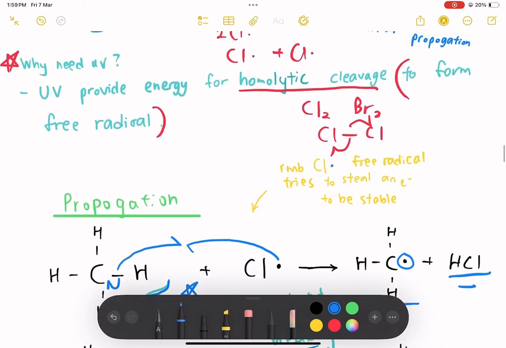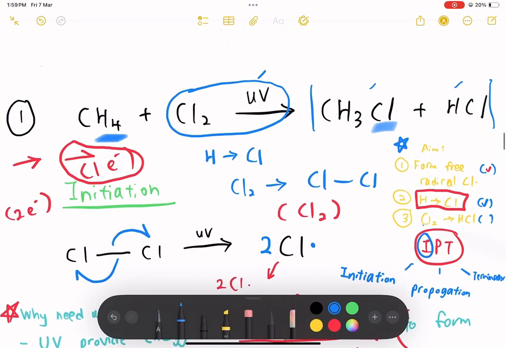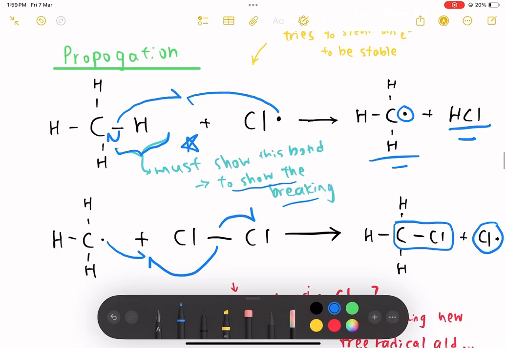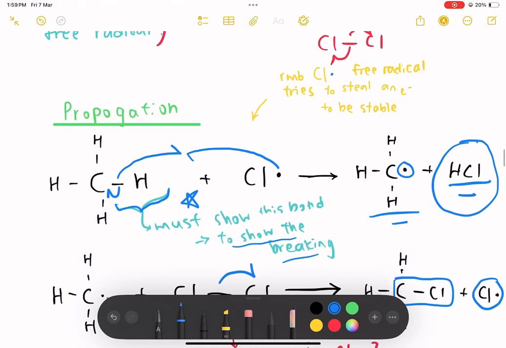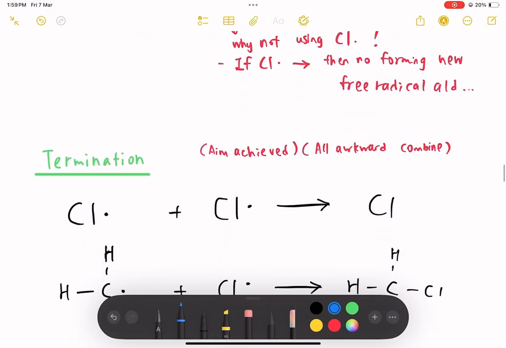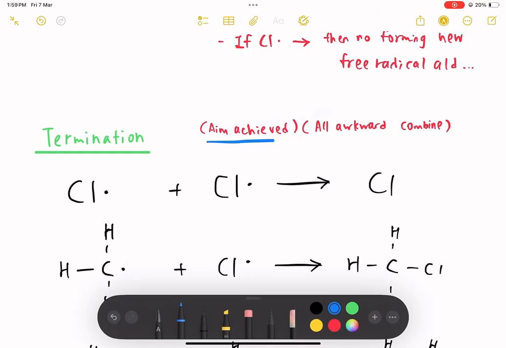So next, we also need Cl2 to become HCl, right? So do we actually get HCl already? From this, we already get this HCl. So this aim is also achieved. When all your aims are achieved, please note that you must stop the reaction already. So this is where the third step, termination, comes in. When all the aims are achieved, all the awkward things will combine, which means all the free radicals will combine.